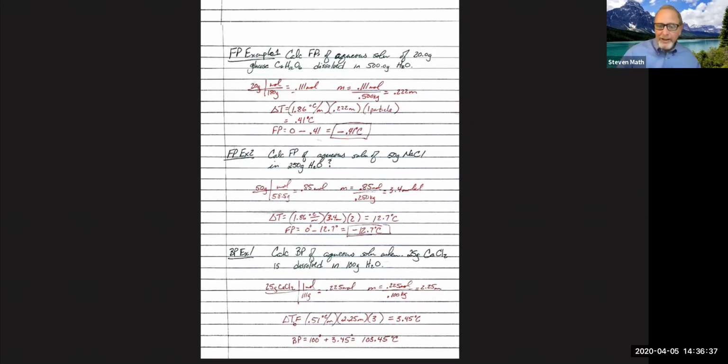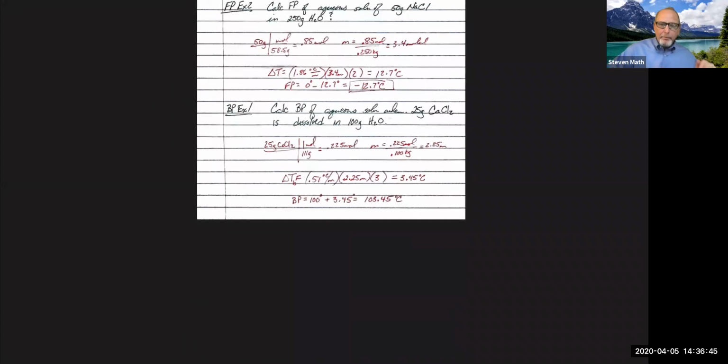All right, for the sake of time, I'm going to skip over example 2. That's just another freezing point example. And I'm going to go to example 3. Example 3 is our boiling point example. In this case, we want to know the boiling point, aqueous again. So we know the boiling point of water is 100, when 25 grams of CaCl2, that's pretty ionic, that's going to split into 3 particles, kids, is getting dissolved in 100 grams.